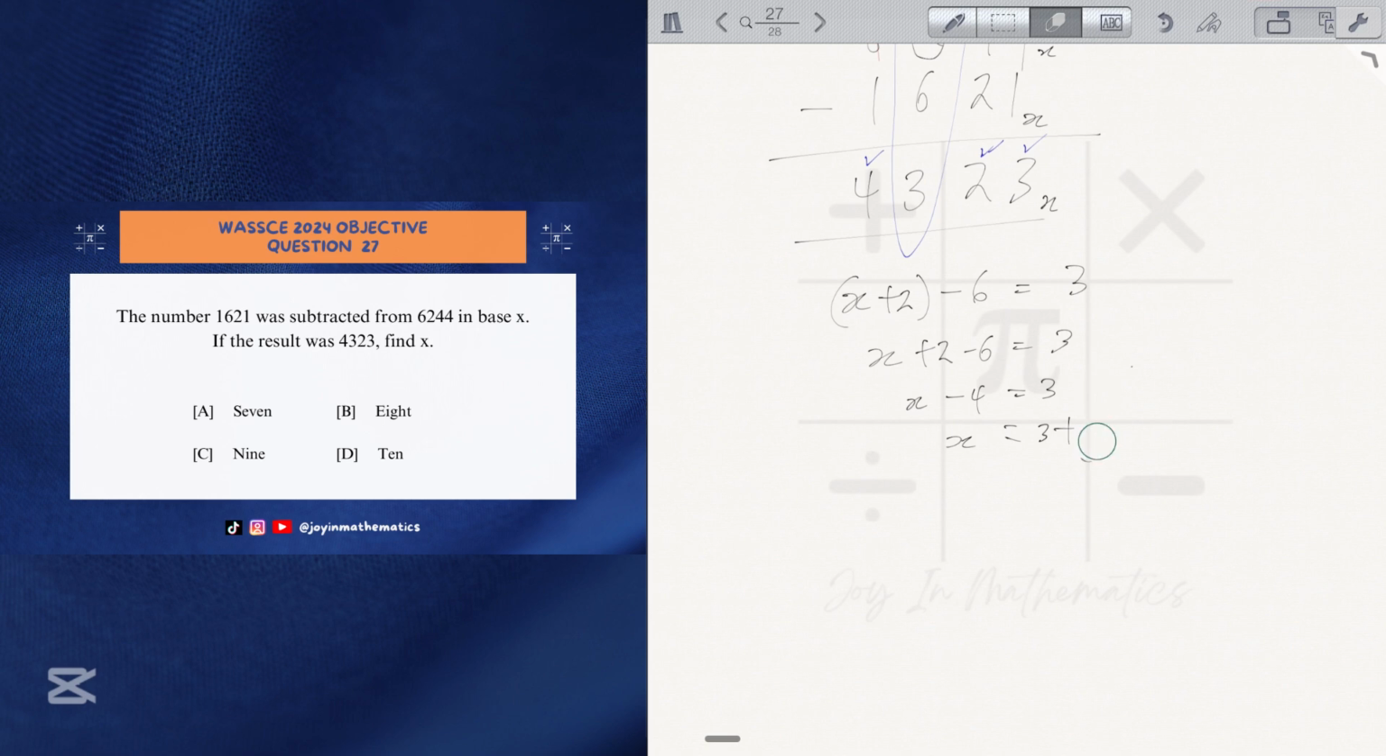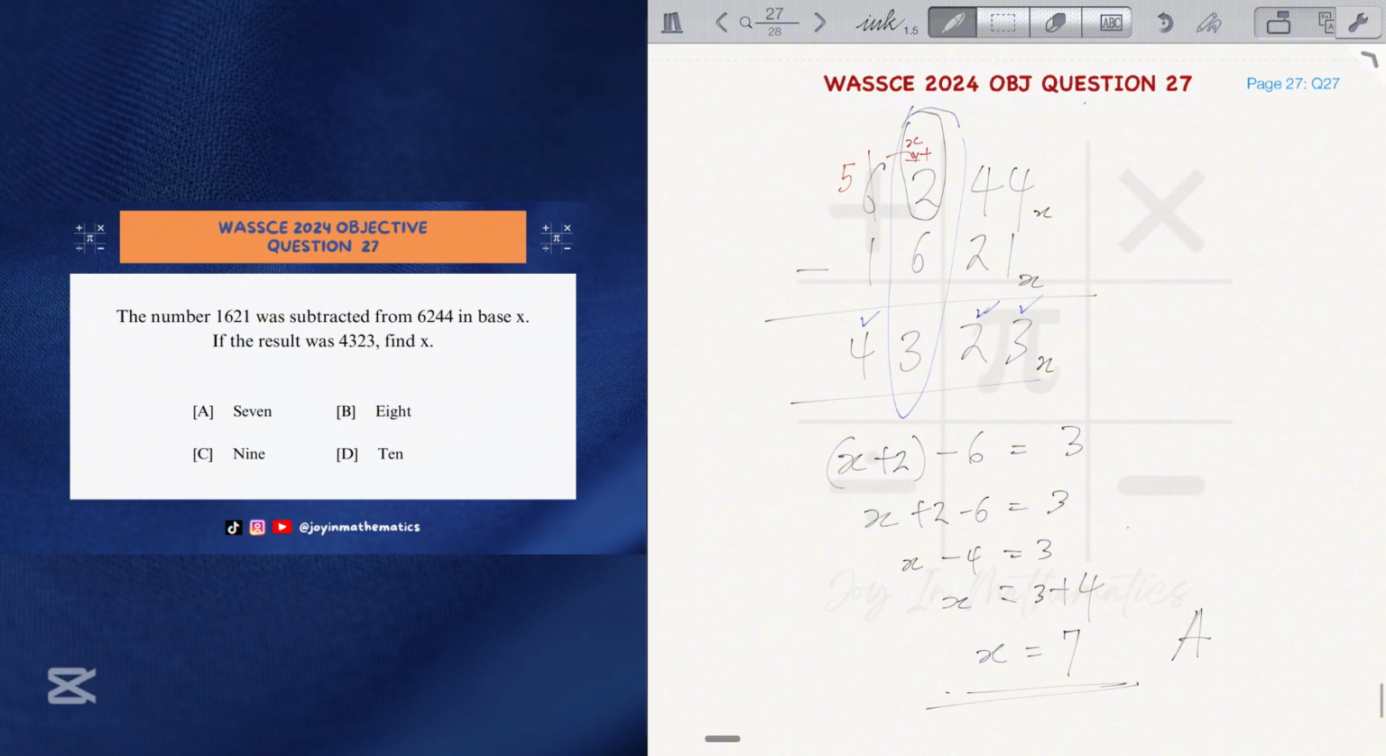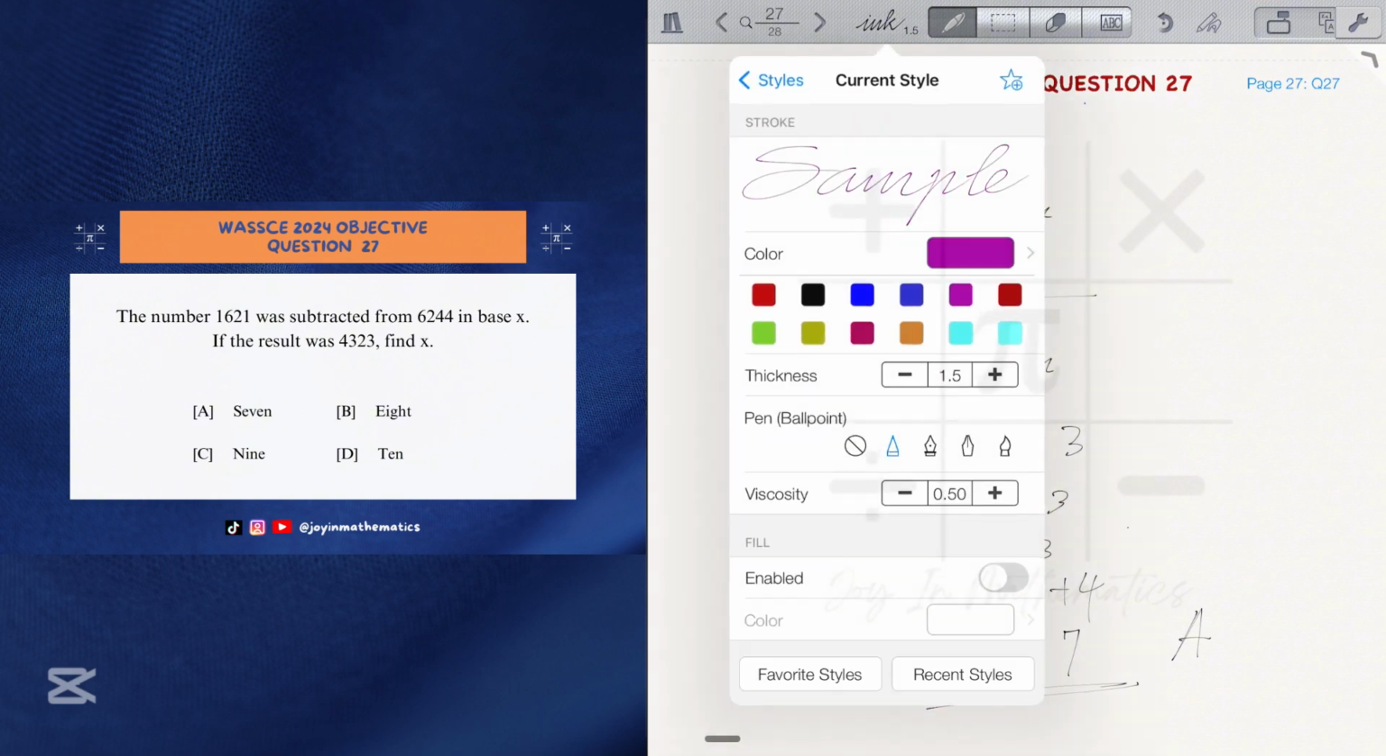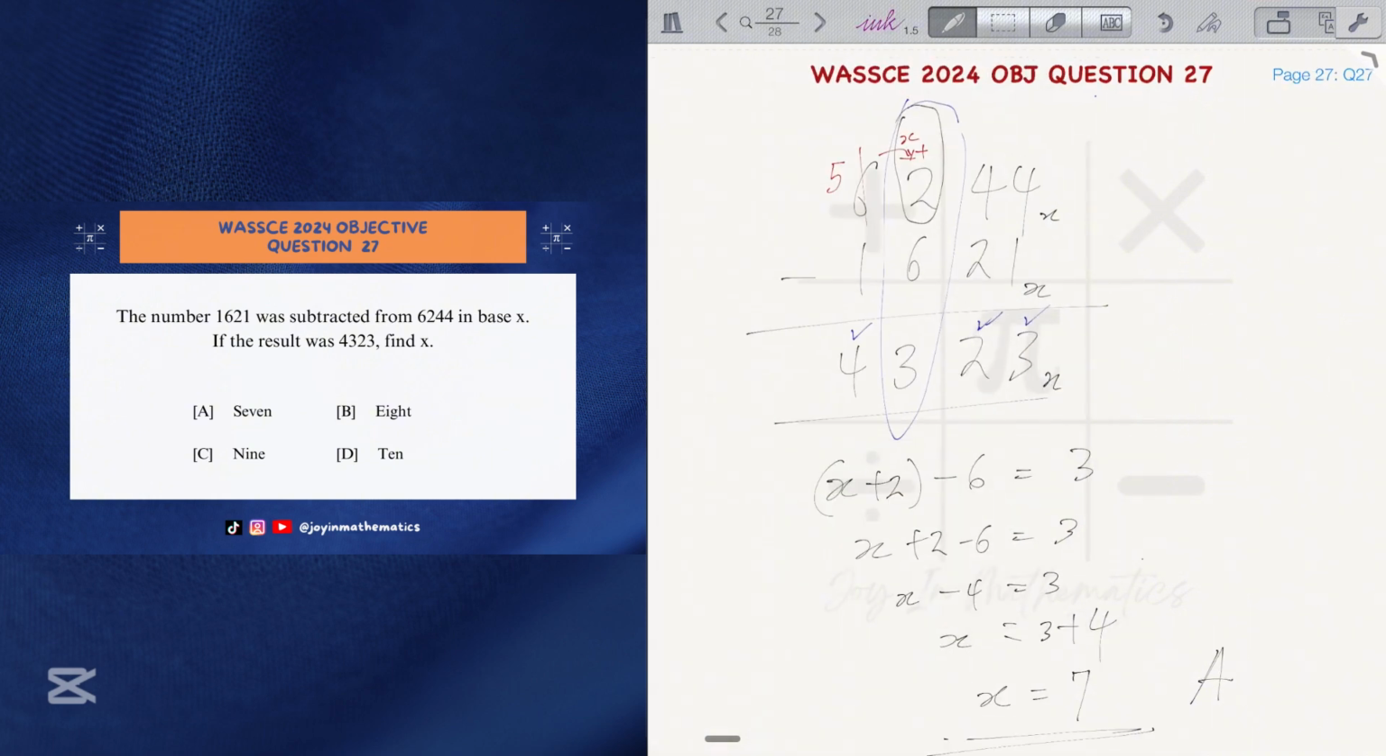Let's write the 4 well. And this x will be equal to 7. So we are dealing with base 7. When 7 adds up to 2, 7 plus 2, we will have 9. And when 6 is subtracted from 9, we will have 3. So now we have that the base x is equal to 7, equivalent to option A.